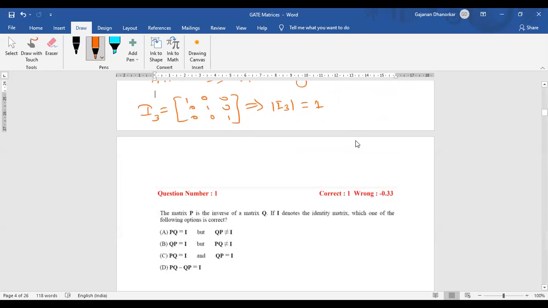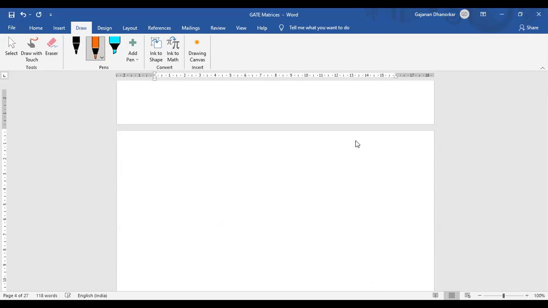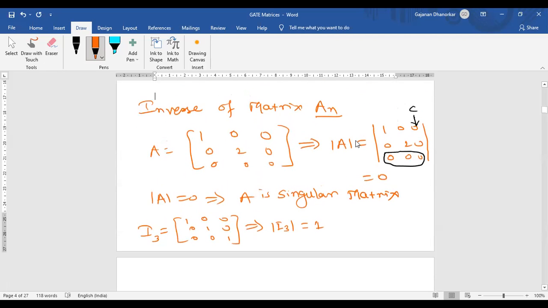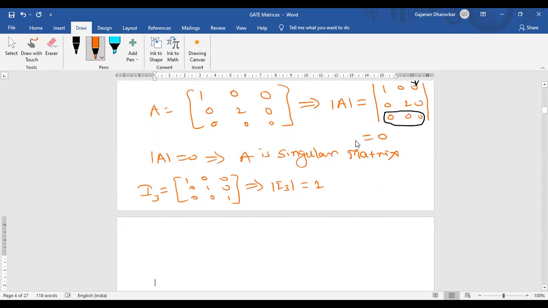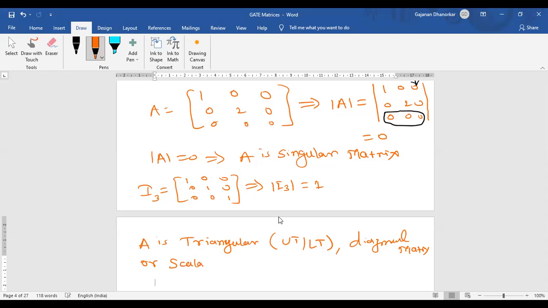Again, I will give a hint, one more technique to find the determinant of a scalar matrix. It's a diagonal matrix. Suppose I have a matrix A that is triangular. Triangular means upper triangular or lower triangular. Is it clear what upper triangular or lower triangular means? Okay, I will take examples. Upper triangular or lower triangular, or diagonal matrix, or scalar matrix.